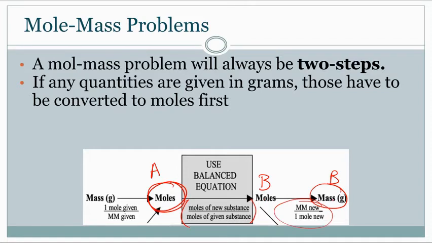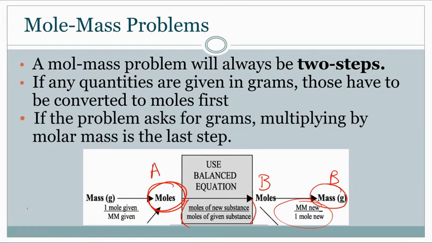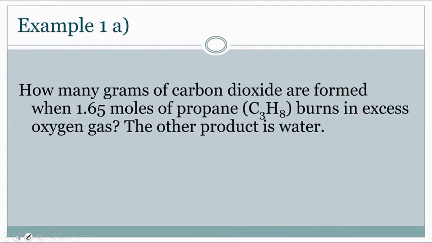So let's look at a couple of practice problems for that. If the problem asks for grams, you're going to multiply by the mole ratio, and then you're going to multiply by the molar mass in the last step. So how many grams of carbon dioxide are formed when 1.65 moles of propane burns in excess of oxygen gas? The other product is water.